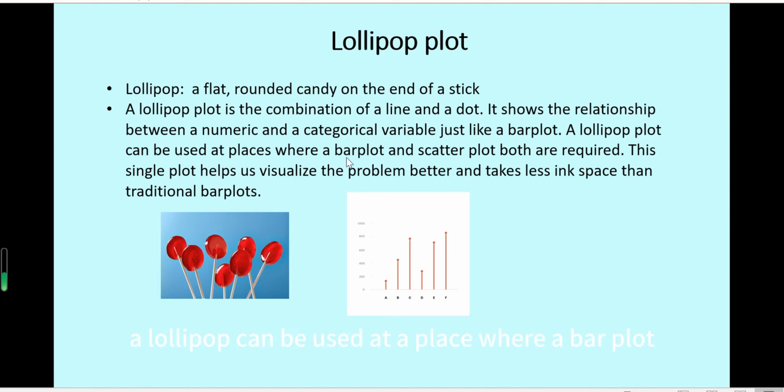A lollipop can be used in places where a bar plot and a scatter plot are both required. So this plot can visualize the problem better and takes less ink space than traditional bar plots. This is just a very simple lollipop, like a bar but a very thin bar.